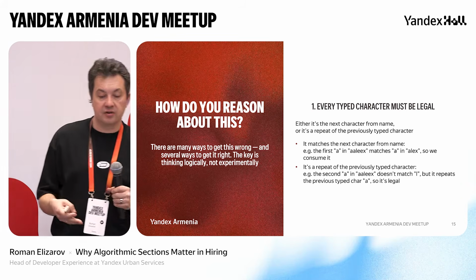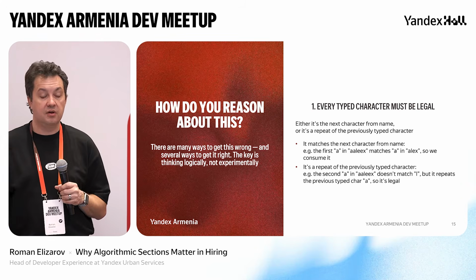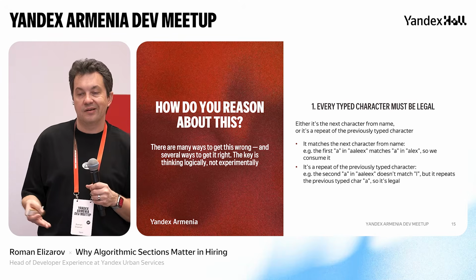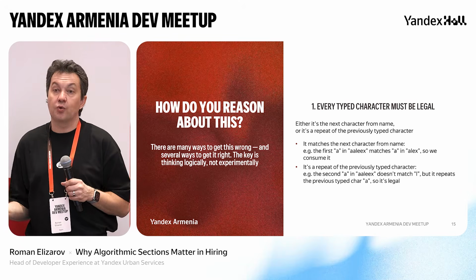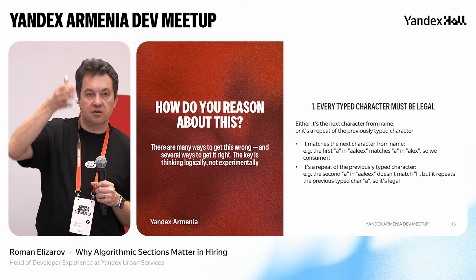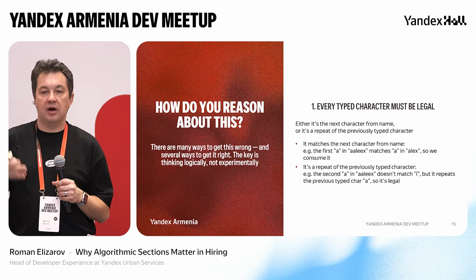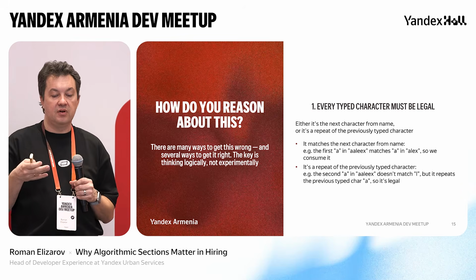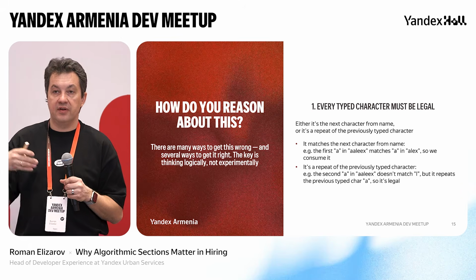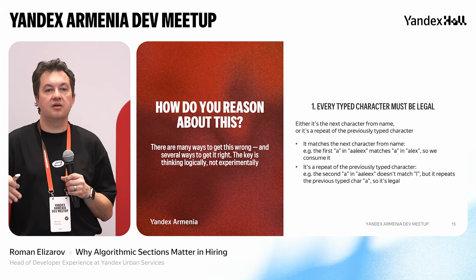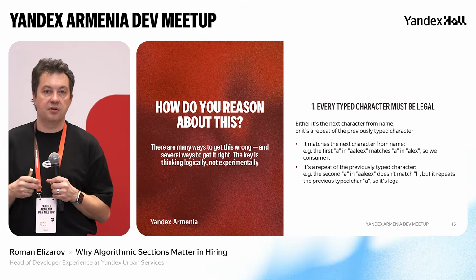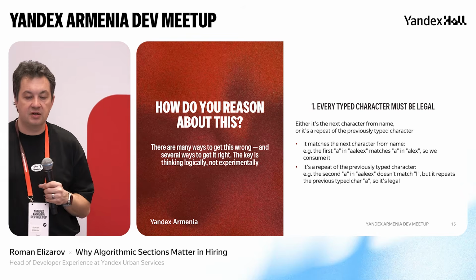First of all, let's look at the characters that were typed. Every character that was typed must be legal. It has to come from somewhere. And there are actually just two cases on how a typed character could be legal. It either matches the next character from the name. So, for example, if my name was Alex, I can type the first A legally. The first typed A is legal because it comes from the name I'm currently looking at. It comes from the name Alex.